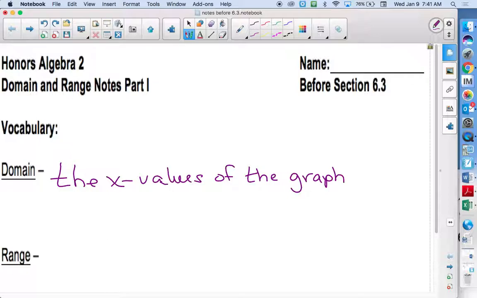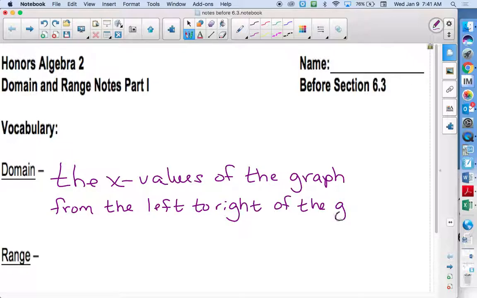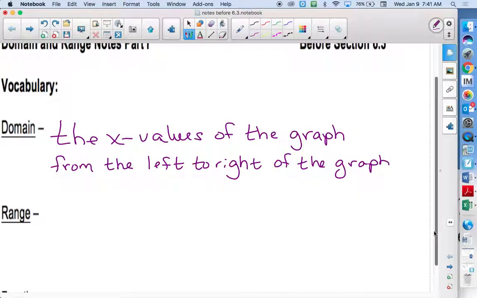So when you're looking at the graph, we're going to be explaining domain starting on the left of the graph, moving to the right of the graph. So we read the x values like we read a book. You start on the left side, you read to the right side of the circle. Same thing with the graph.